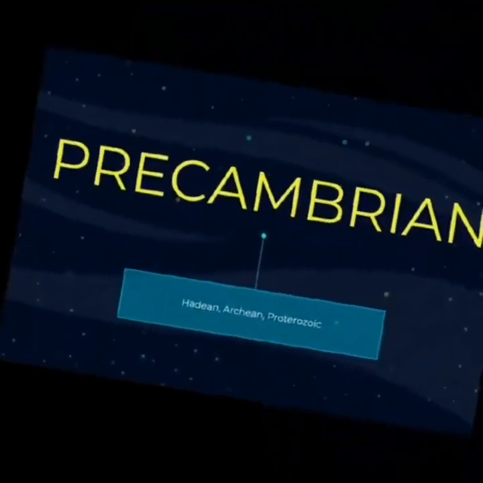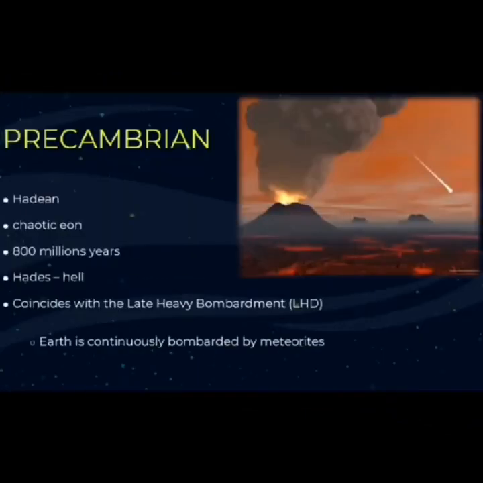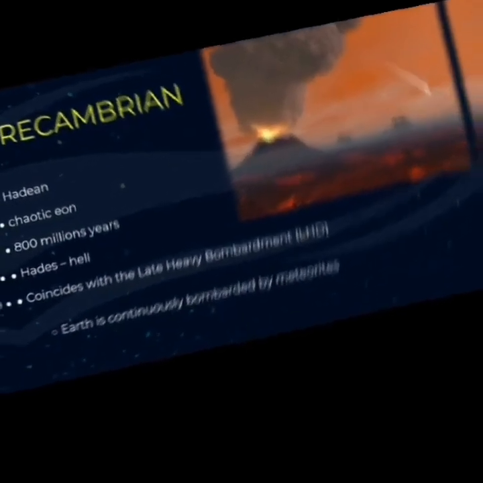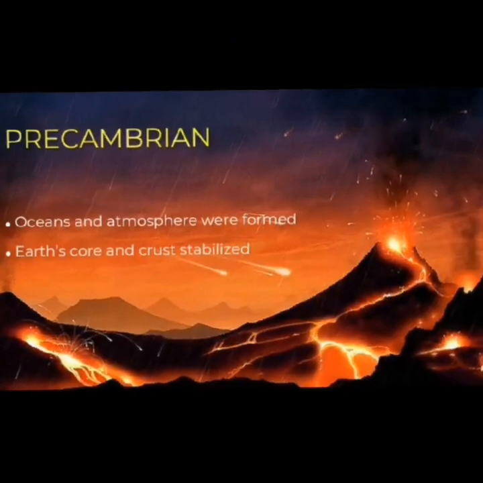The Precambrian is divided into three, the Hadean, Archean, and Proterozoic. So sa Hadean, hindi support ng life dahil chaotic pa ang environment at hindi nabubuhay ang mga organisms. Hadean is also called Chaotic Aeon. It lasted 800 million years. Hades is equal to hell. Coincides with the late heavy bombardment. Earth is continuously bombarded by meteorites. Oceans and atmosphere were formed, and also Earth's core and crust stabilized.